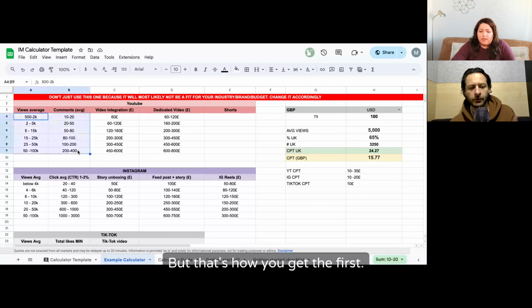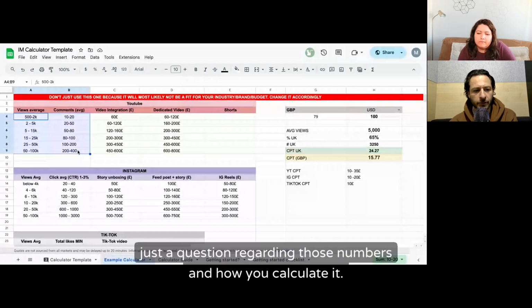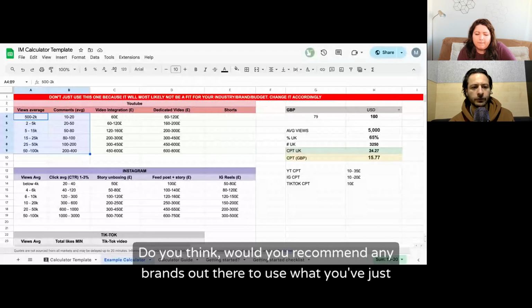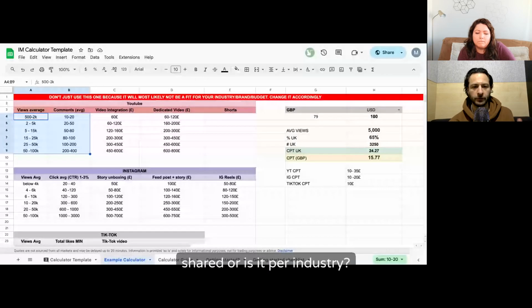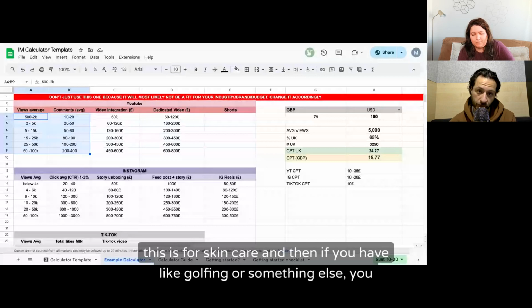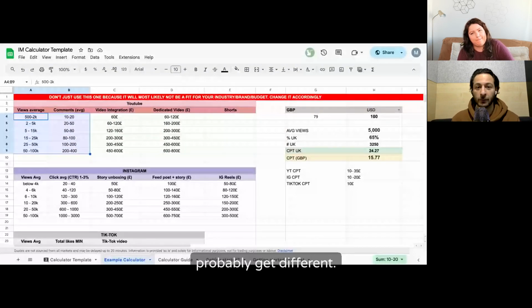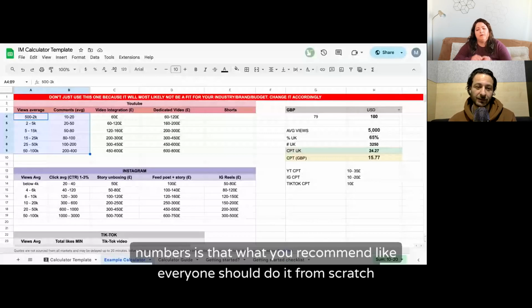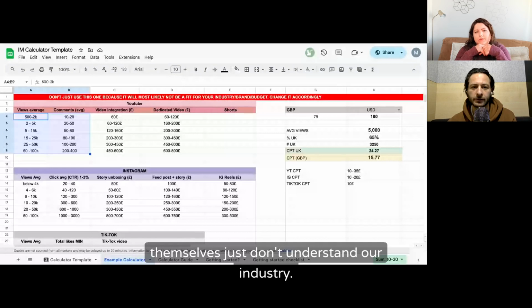Sorry, it was just a question regarding those numbers and how you calculate it. Would you recommend any brands to use what you've just shared, or is it per industry? If I'm a skincare brand, should I do this from scratch, taking samples, because this is for skincare? And if you have golfing or something else, you probably get different numbers. Is that what you recommend? Everyone should do it from scratch themselves just to understand their industry?